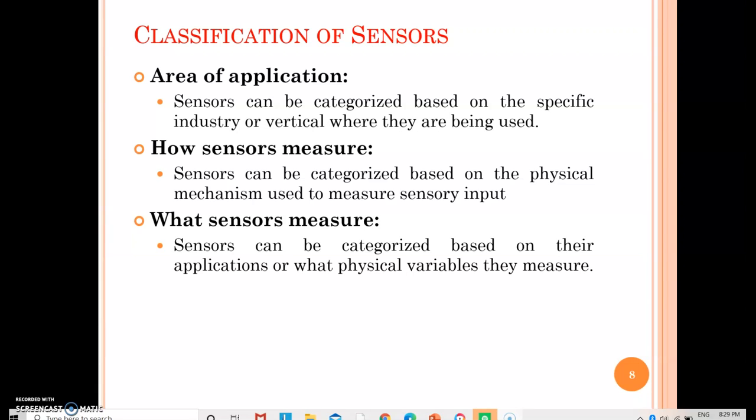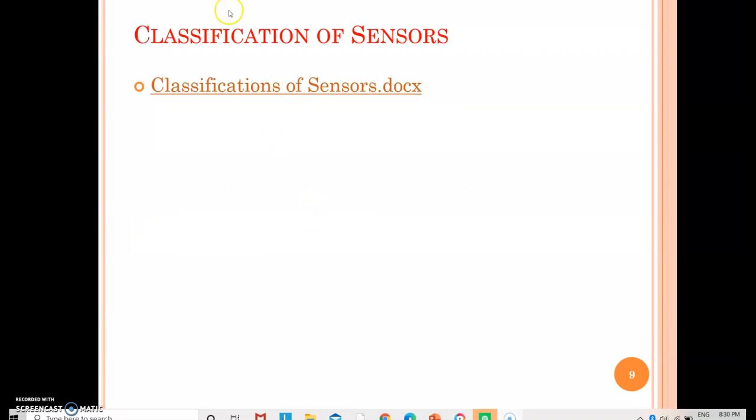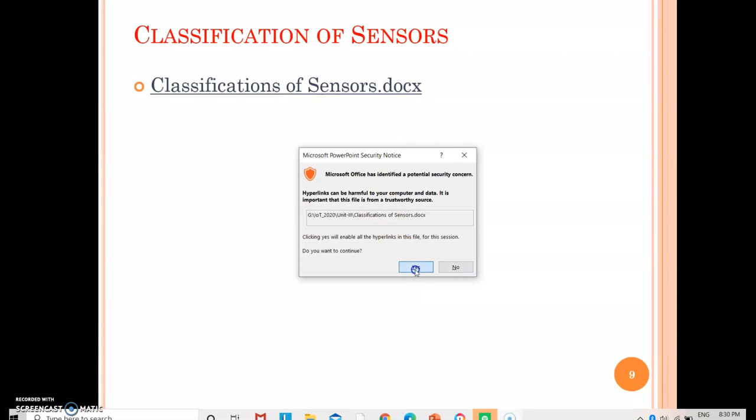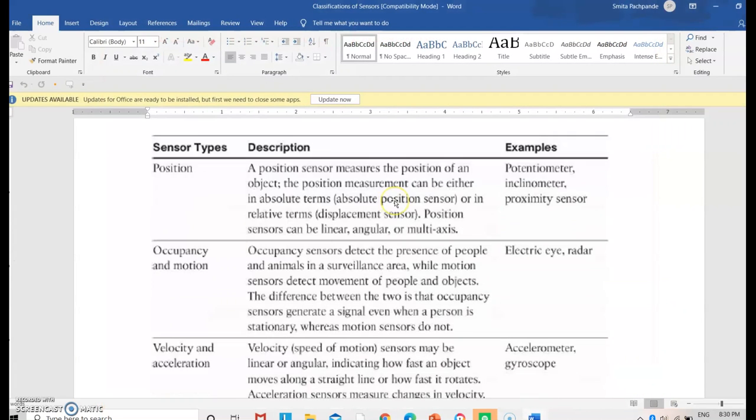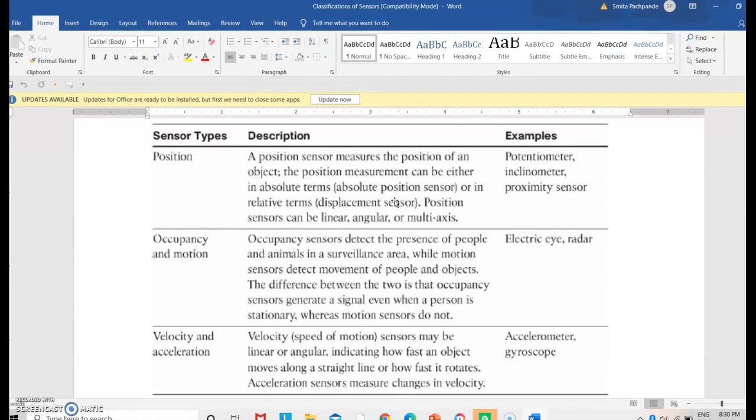But the most useful classification scheme for the pragmatic application of sensors in IoT networks is described in the next slide that we are going to see. The next one is the classification of the sensors. Here I have categorized the sensors depending upon position. A position sensor measures the position of an object. So for example, this includes the proximity sensor. The next one is the motion sensor.